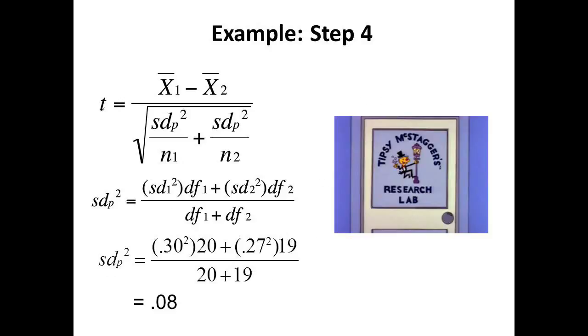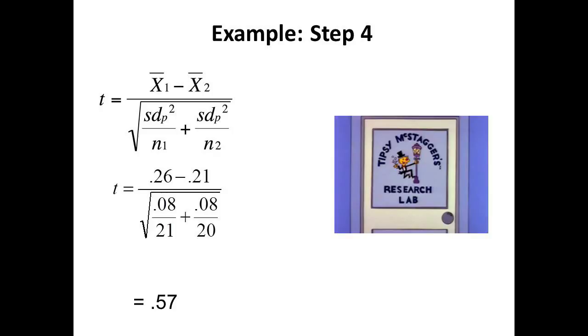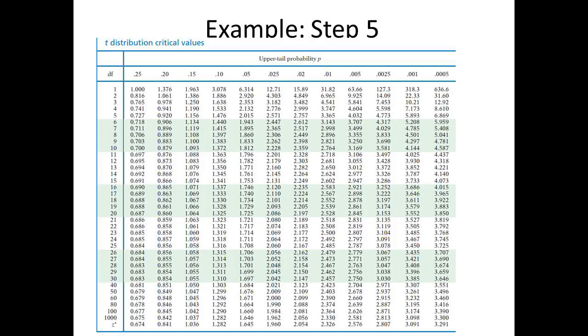Okay, then, since we have unequal sample sizes and equal variances, we're going to use the t formula that includes the pooled variance, which means we're going to have to calculate the pooled variance, which you can see here, but I have as equaling 0.08. Okay, so then we can take that, plug everything into the t formula, and hopefully you also get t equals 0.57.